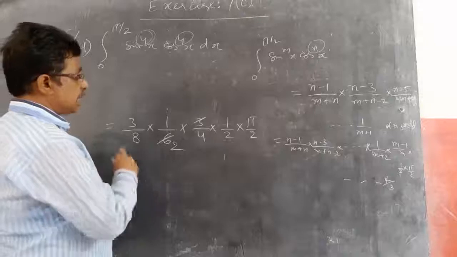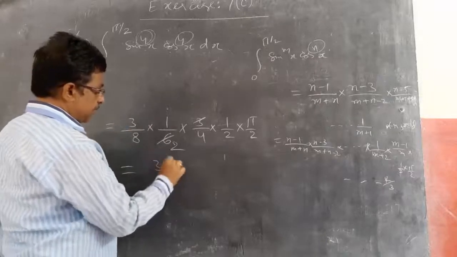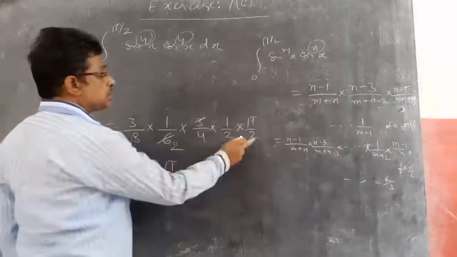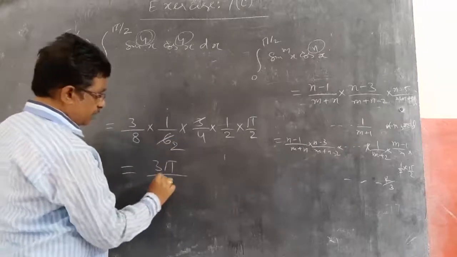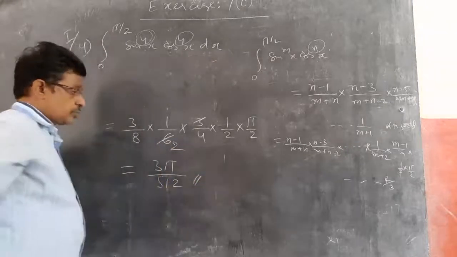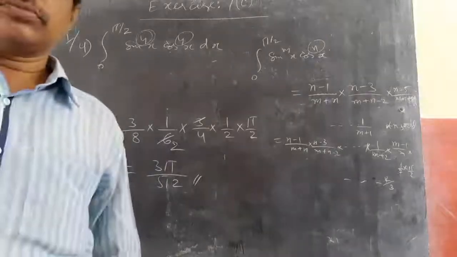3 3 cancel, and take care about the calculation. 3 pi by, this is 1 2 3 6 plus 3 9 5 1.